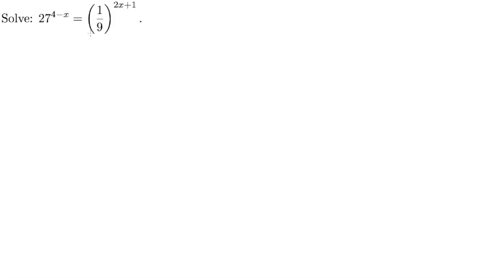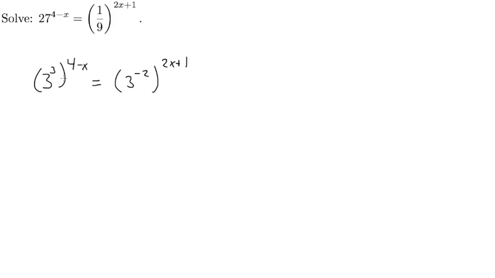So 27 here, 9 here. I'm probably working with 3's this time. So 27, let's see here, 3 times 3 is 9, times 3 is 27, so this is going to be 3 cubed to the 4 minus x. Then on the right-hand side, I know that 3 squared is 9, so 1/9 is going to be 3 to the negative 2, to the 2x plus 1.